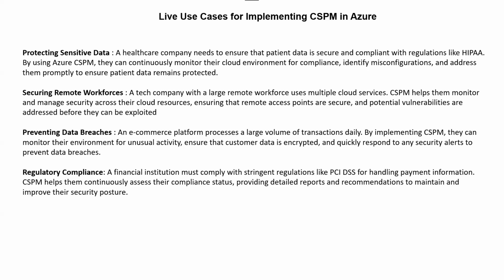Let's say there is an e-commerce platform handling a large volume of transactions, for example Amazon, Flipkart, or any e-commerce website. There is huge traffic, and within that huge traffic we cannot tell which is real traffic and how the attacker is coming. By implementing CSPM, they can monitor the environment for unusual activities, ensure all the customer data is encrypted, and quickly respond to any security alerts and prevent data breaches. Coming to security alerts, I'll explain in a later slide.